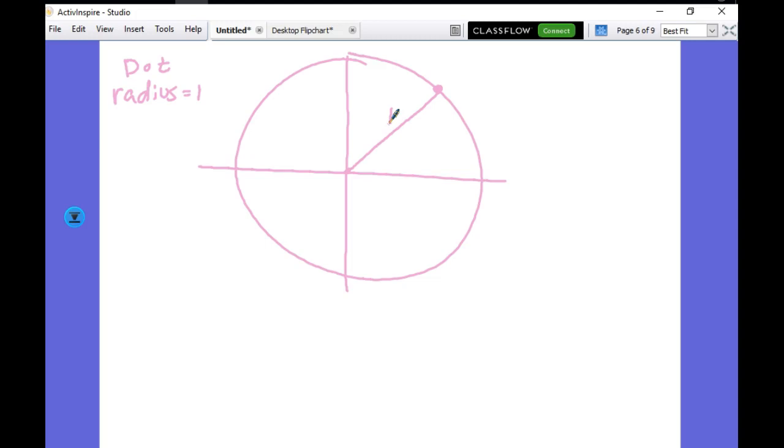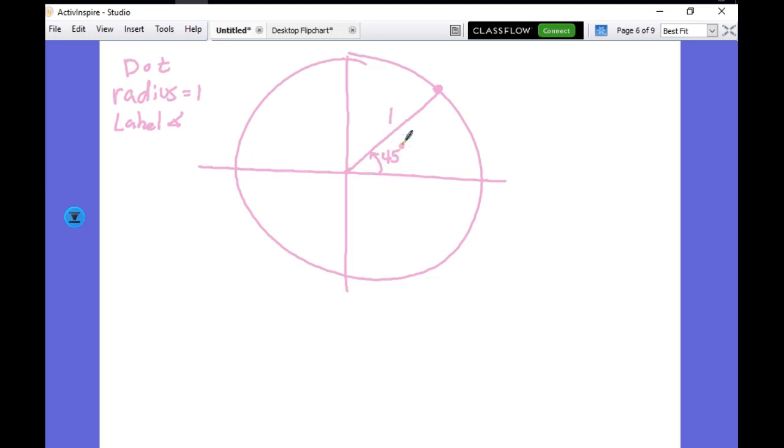Okay. The next thing we want to do is label our angle. So we're going to put a little arrow there, right? That's our angle. And how many degrees was that? 45. So we're going to put a 45 degree there.